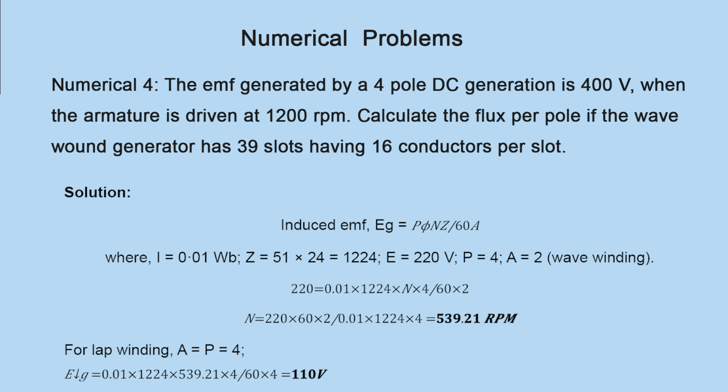So if you rearrange the formula of induced EMF, what will you get? You will get phi is equal to Eg into 60A upon Z into N into P. So put in the known values, then what will you get? You will get flux per pole as 16 milliweber. So here, by rearranging the formula of induced EMF, we have obtained the flux per pole.